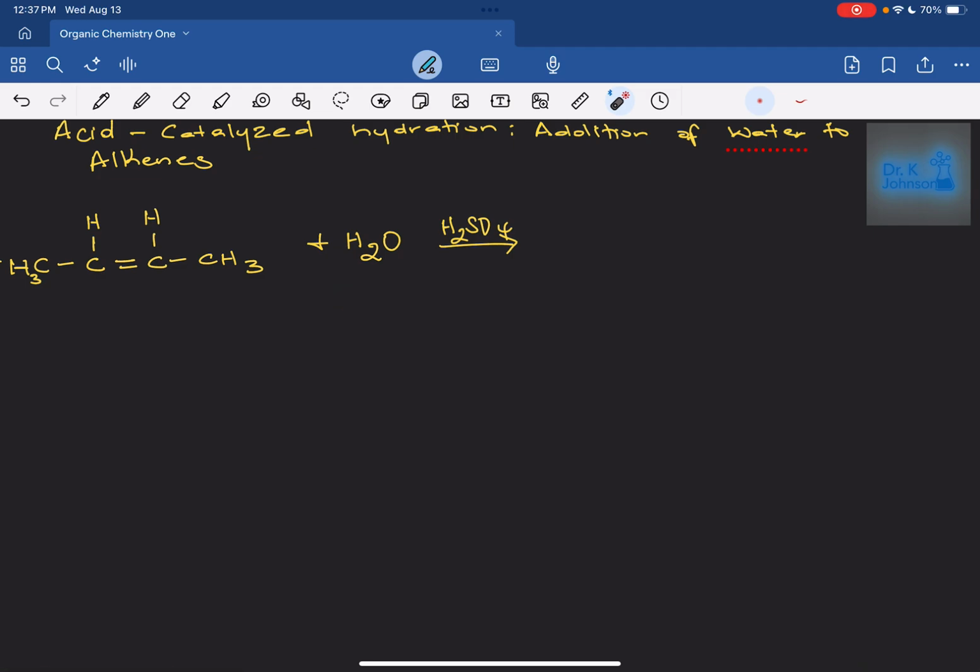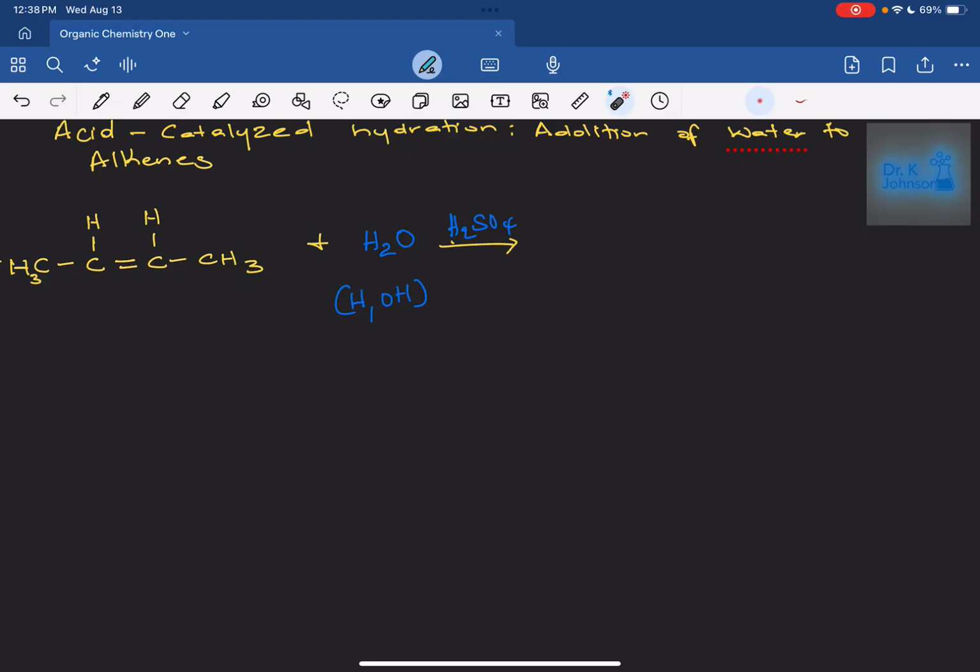you're adding hydrogen and OH to the carbons of the carbon-carbon double bond. And I think I'm going to make this water blue, and the H2SO4 also blue. So we're adding H and OH to the carbons of the carbon-carbon double bond, and of course, the double bond will break. All your addition reactions, remember, your carbon-carbon double bond breaks.